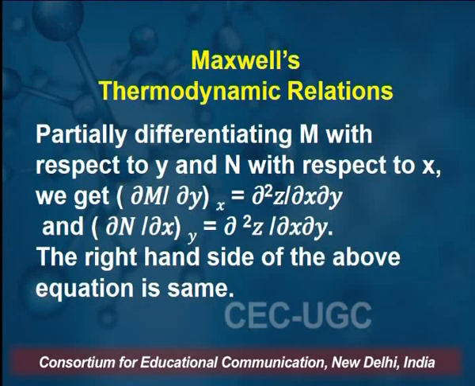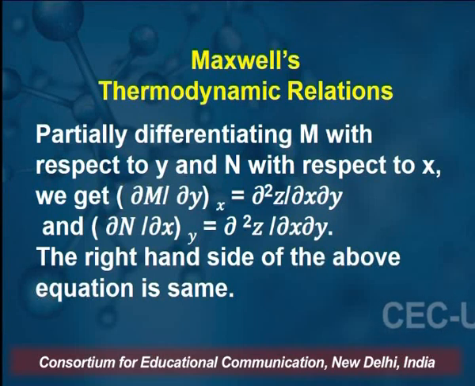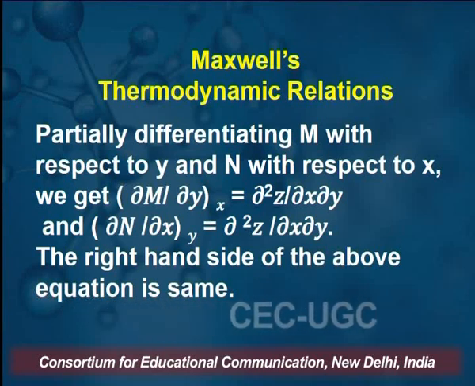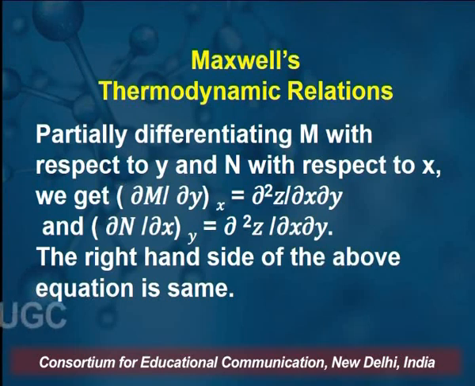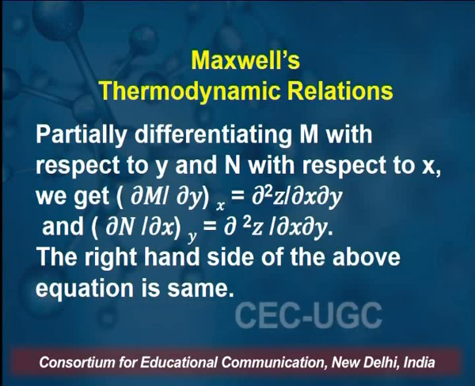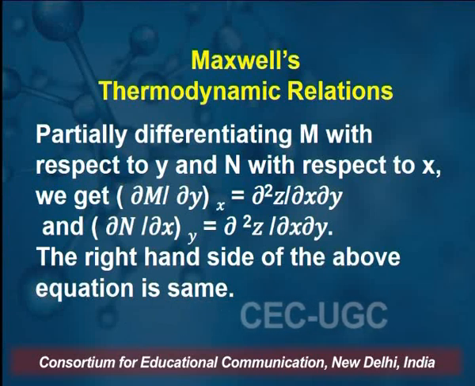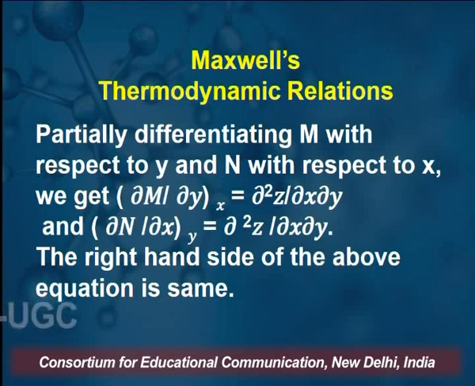Let us partially differentiate M with respect to y and N with respect to x. So what do we get? We get (∂M/∂y) at constant x is equal to ∂²z/∂x∂y, and (∂N/∂x) at constant y is equal to ∂²z/∂x∂y.